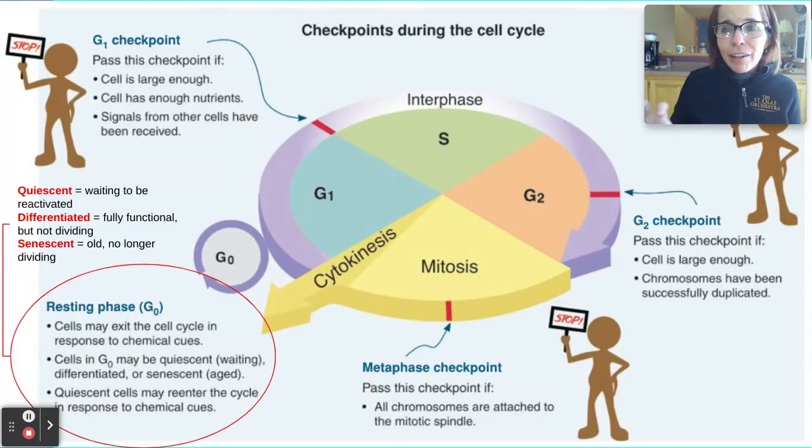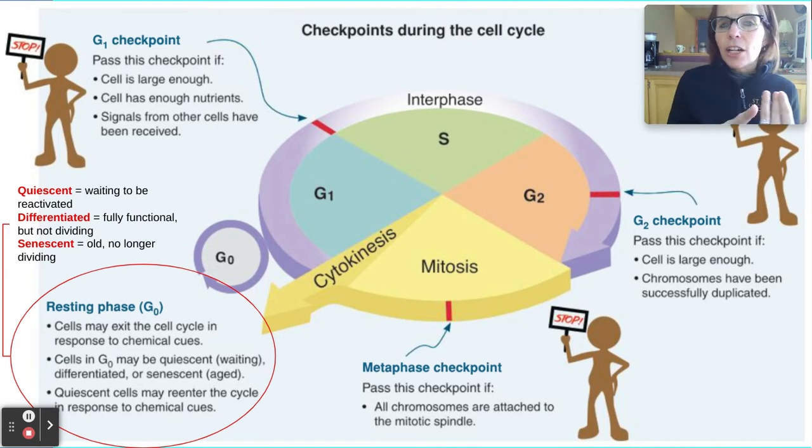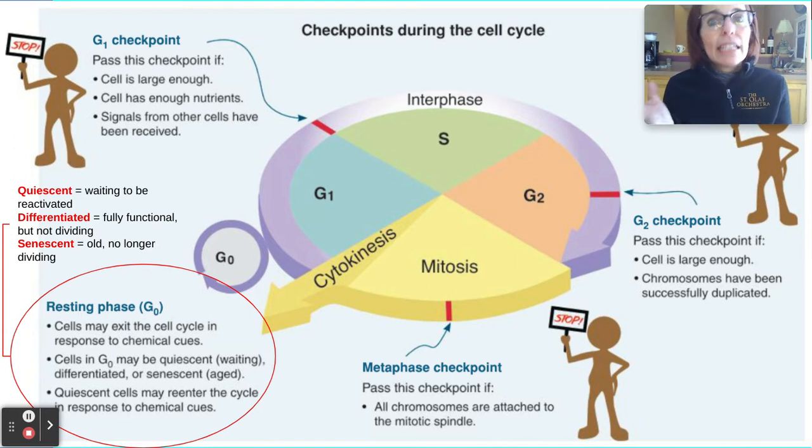Okay, so this diagram I stole directly from the Biozone ebook. I think it's got a lot of really helpful information. So it's got the cell cycle, and then it's got the G1 checkpoint. And these are the things it says about the G1 checkpoint. It's checking to make sure the cell is in fact large enough, that the cell has enough nutrients to divide, and that signals from other cells have been received. So it is in fact time for it to divide.